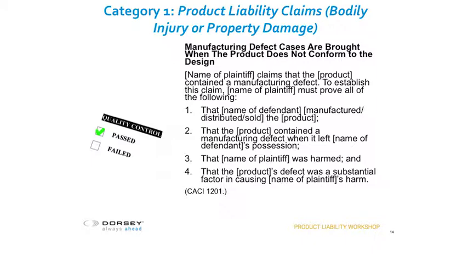Manufacturing defects are pretty straightforward. What makes these cases complicated is they often involve lots of different parties. It involves a third-party manufacturer that failed to conform the products that went out the door to the specification or to the prototype that was provided. And these are the jury instructions that relate to a manufacturing defect.